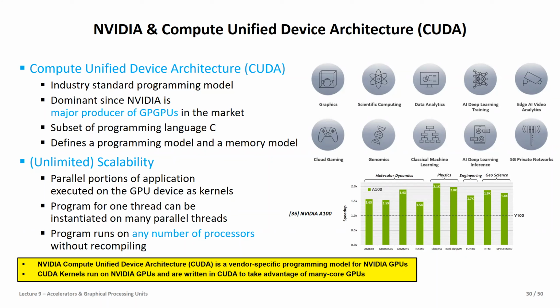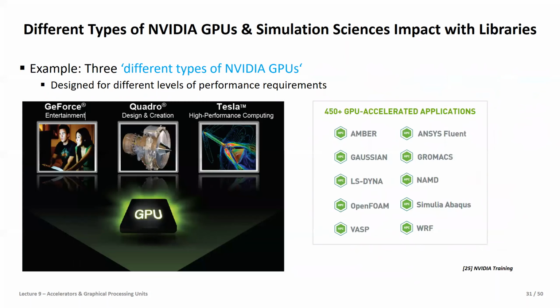You say that the program can be written really for one thread and instantiated on many parallel threads somewhere in the GPU space. Any number of processors could be running on this, and there's no new compilation and no defining of how many threads should actually work on it. So the best way to visualize this is to go through it in a stepwise fashion.